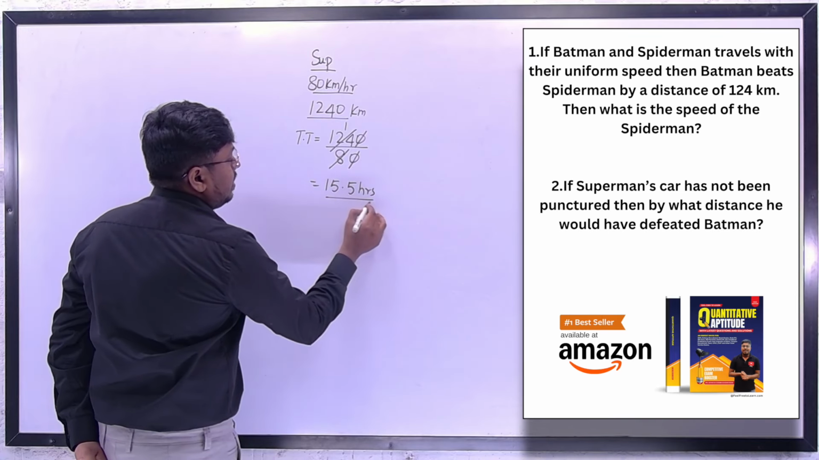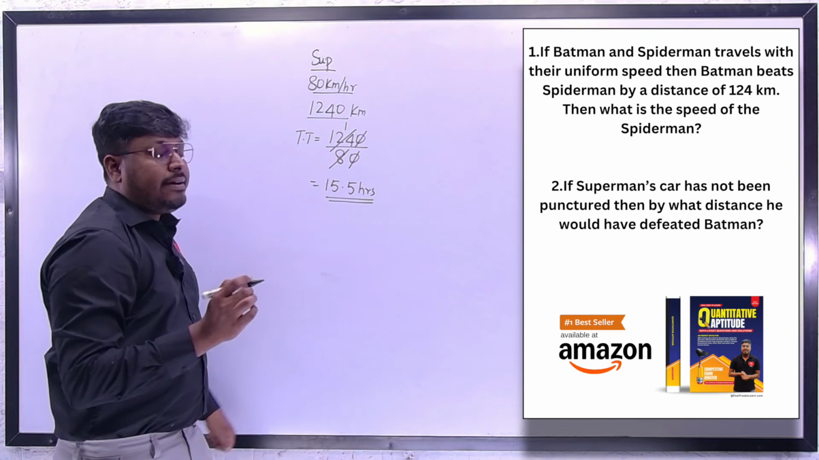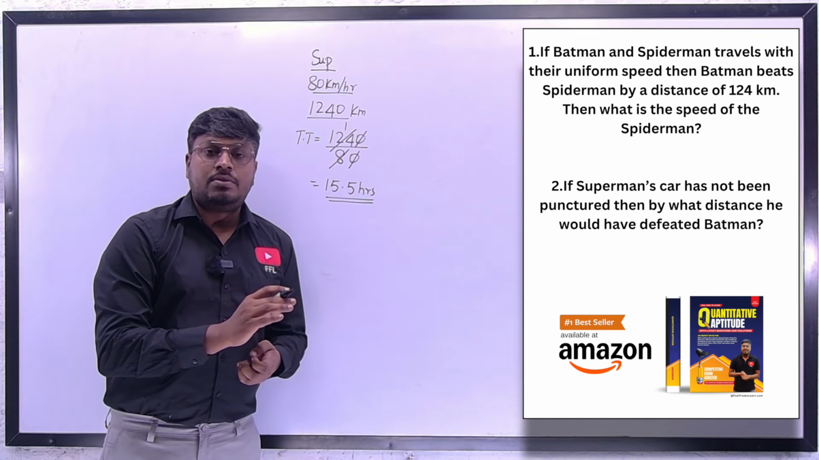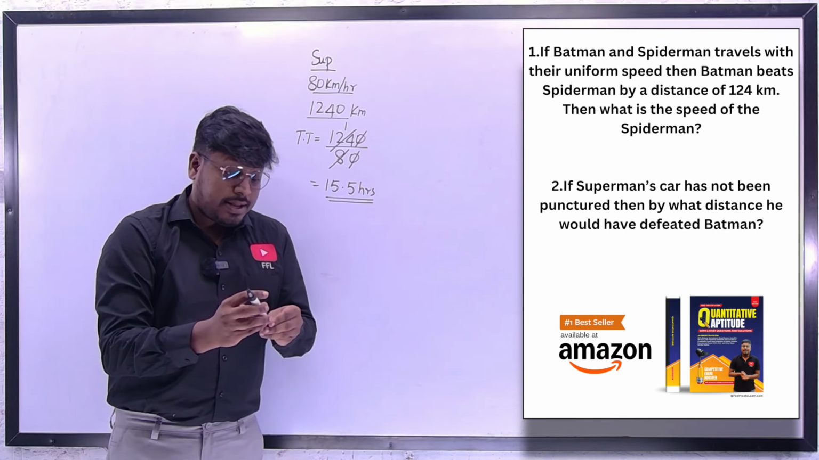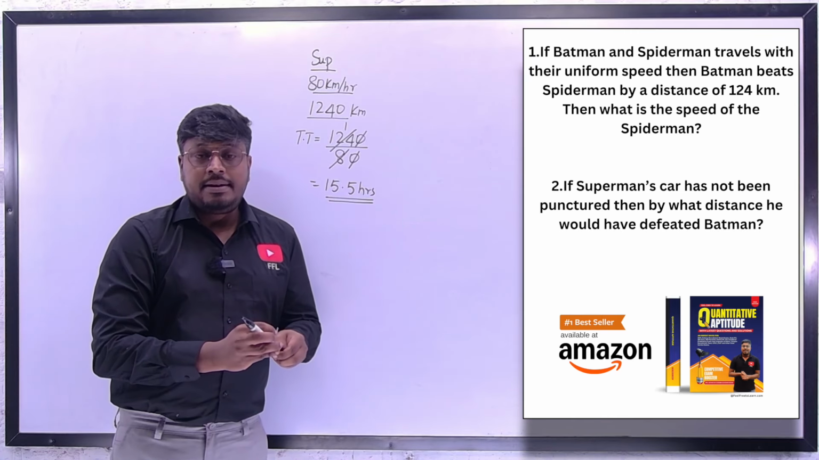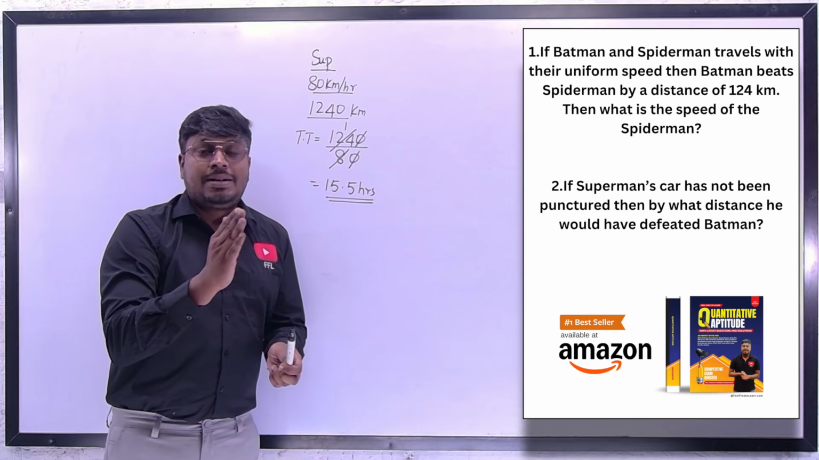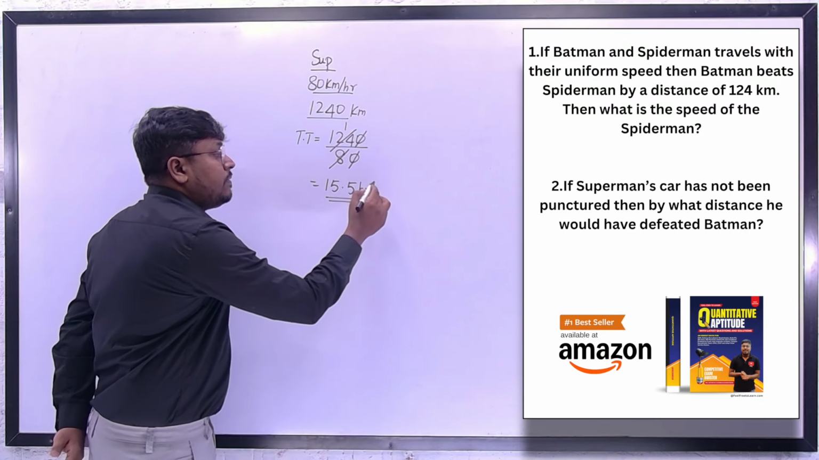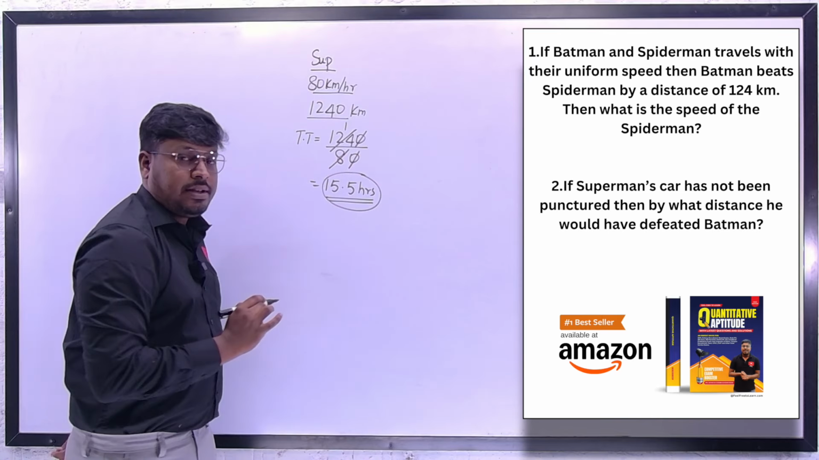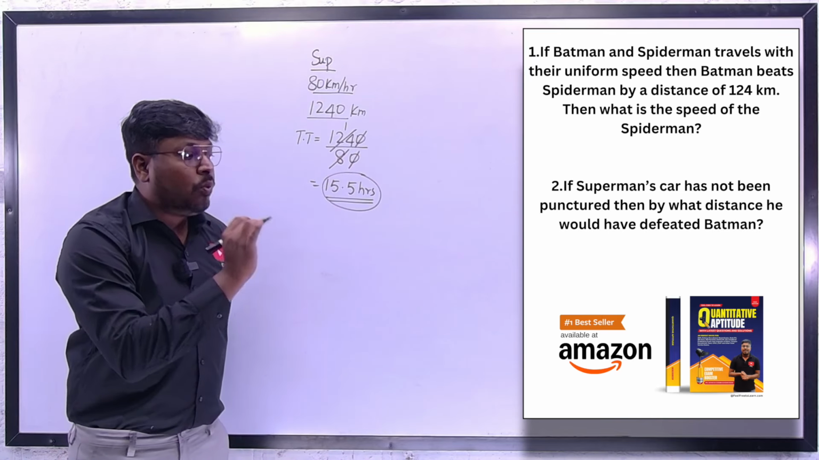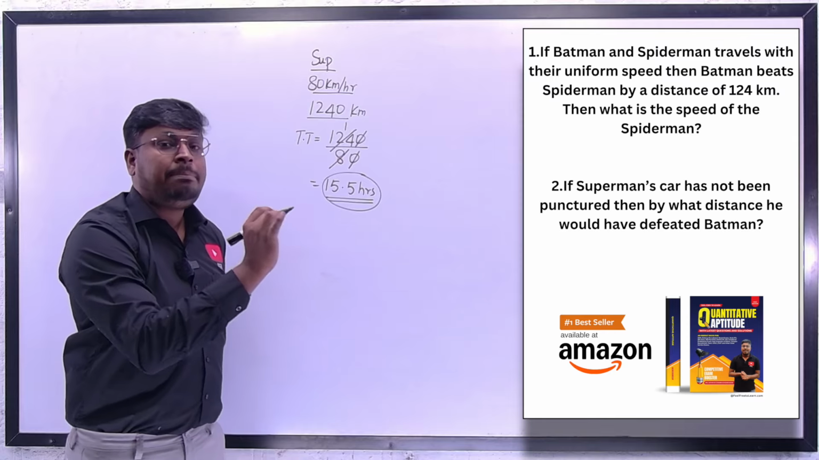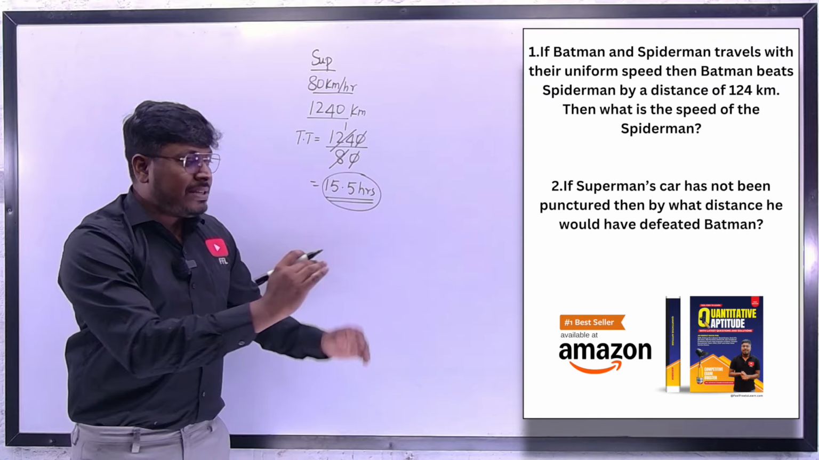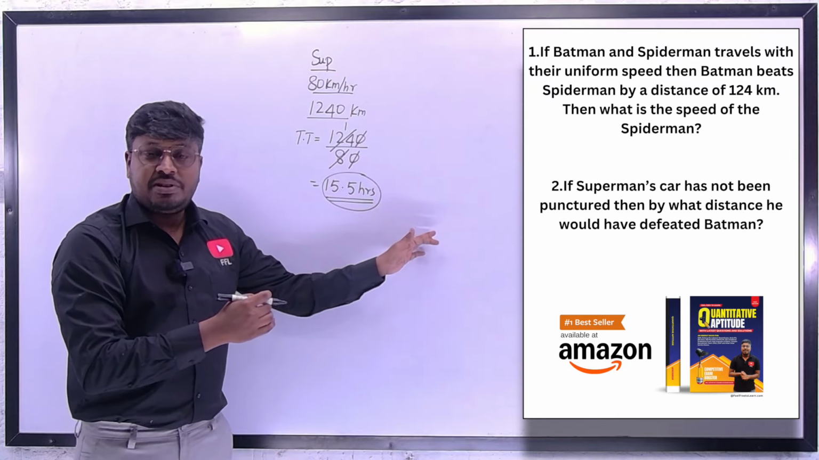So here, if the Superman car tire is not punctured, then for traveling the total distance of 1240 kilometers, Superman would have taken 15.5 hours, right? Now what they are asking is, by what distance would he have beaten the Batman? Similar concept to the previous question, which I told you just now in the first question.